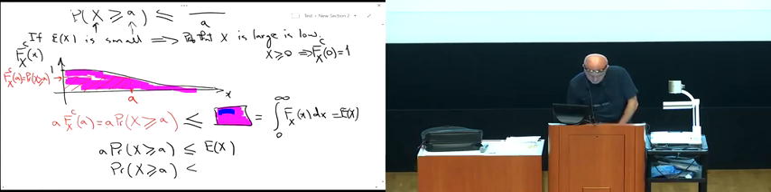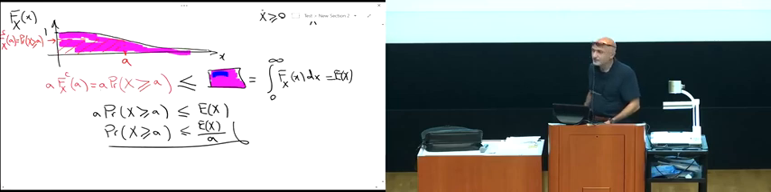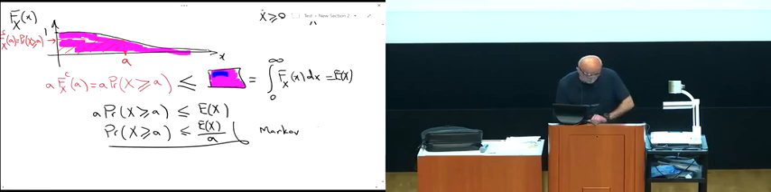I don't know why the guy got so famous. I just derived it. This Markov guy is all over probability and statistics. There we go. That's Markov's inequality. Yep. Pardon me? Complement here. Yes, correct. Thank you.